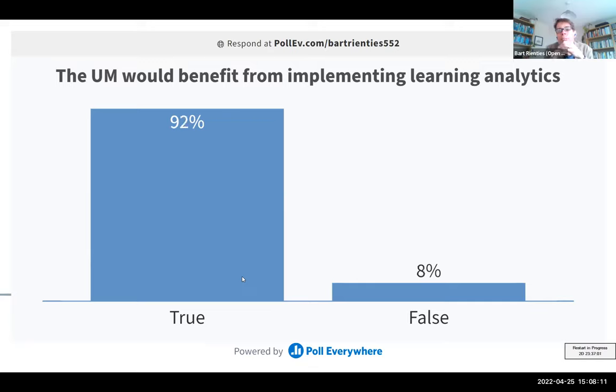All right, so the majority thinks it's true, but there are also some people who say, well, it might not work in my own institution. So is anyone brave enough to say why you voted for true or why you voted for false? There's no right and wrong here.